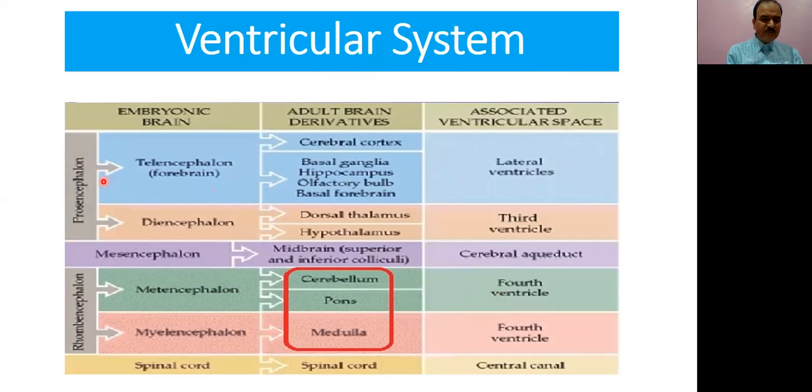Embryologically, we have three parts of the brain: prosencephalon, mesencephalon, and rhombencephalon. The cavity of the prosencephalon is the lateral ventricle and third ventricle. The lateral ventricle is the cavity of the telencephalon, the forebrain, and in the diencephalon we have the third ventricle. The cavity of the mesencephalon is the duct of Sylvius or cerebral aqueduct, whereas the cavity of the rhombencephalon is the fourth ventricle. The cavity of the spinal cord is the spinal canal, which at the lower end forms the terminal ventricle.